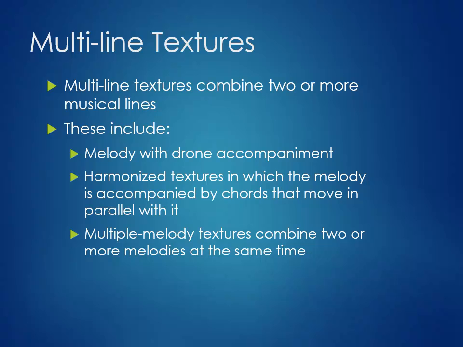Multi-line textures, logically enough, combine two or more musical lines. These include melody with drone accompaniment, harmonized textures in which the melody is accompanied by chords that move in parallel with it, and multiple melody textures that combine two or more melodies at the same time.